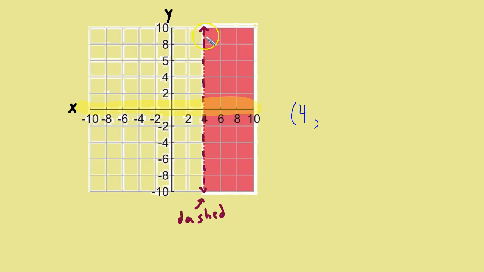And whenever your graph has a part that goes all the way to the edge, that's a communication that it keeps going forever. So this is going to keep shading this way forever, keep shading down and up forever. But I'm only interested in left to right. So to the right, it's going towards positive infinity. There's our interval, 4 to infinity, that represents all the possible x values in this graph. Every ordered pair is going to have these x values.